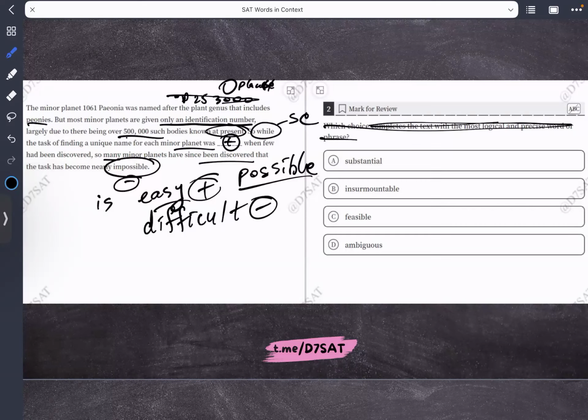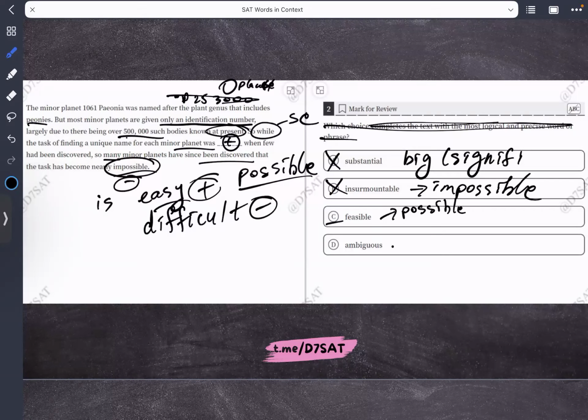So A option is substantial. Substantial means really significant, big. We are not really trying to find whether the task was significant or big. It doesn't really make sense. A option is out. B option is insurmountable, which means impossible. We're not saying it's impossible because the last part is impossible. And C option, feasible. This is a synonym for possible. Feasible means possible. It can really be an option.